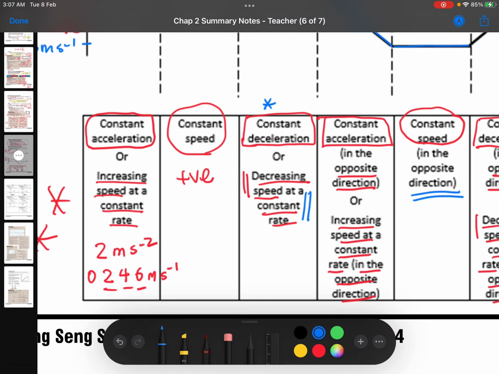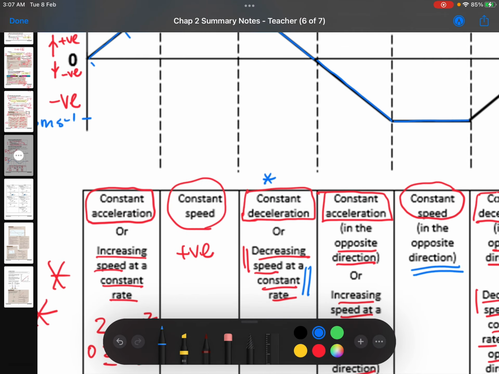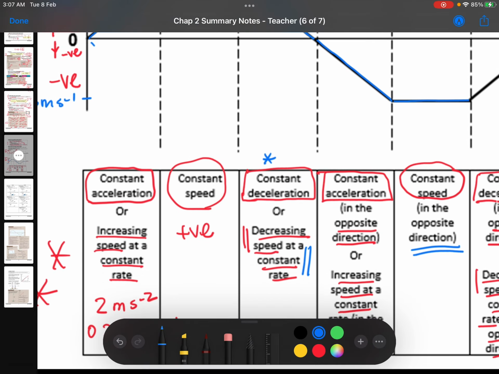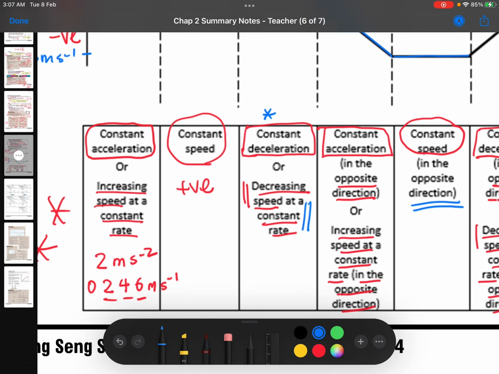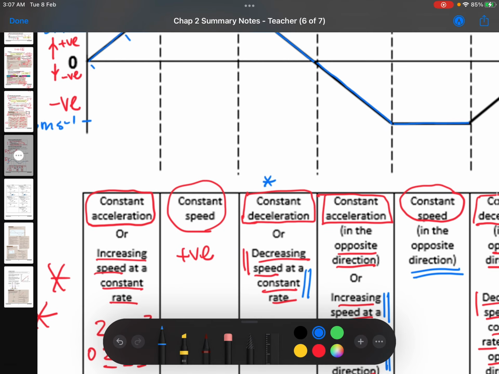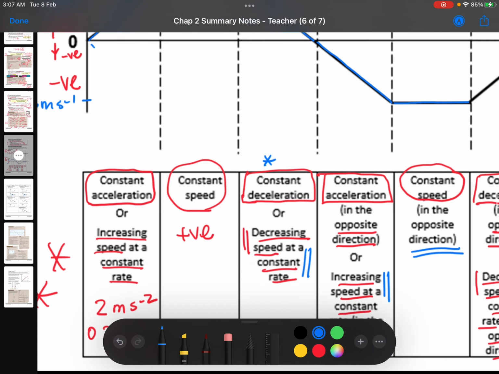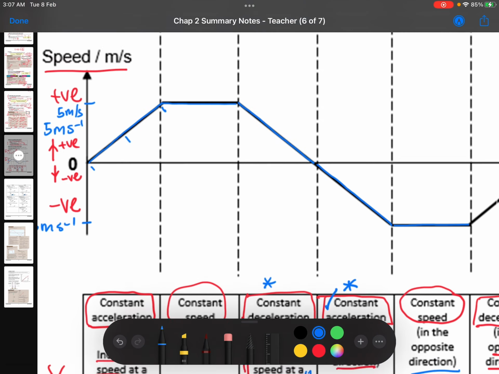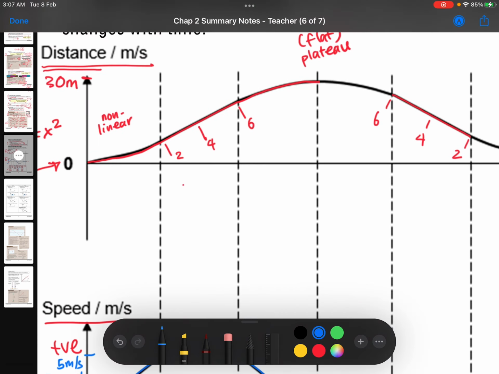So what you are having is going from 0 to negative 5, in a negative direction. Now, if you remember the earlier example, what this means is that you're increasing speed at a constant rate in the opposite direction. But because it's negative, it becomes more and more negative in a negative direction. So what you have is constant acceleration. Now, constant acceleration in the negative direction means, when you reach the top, right?